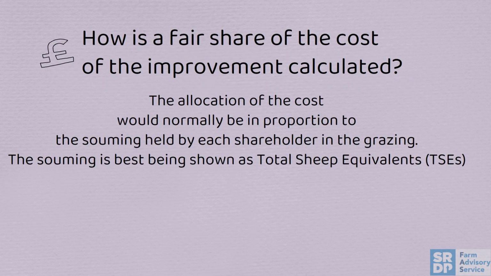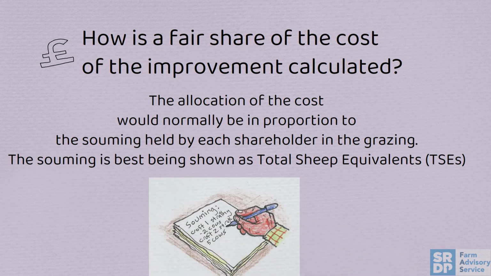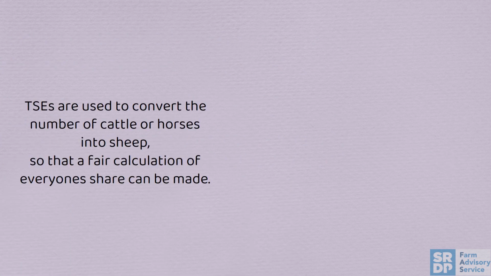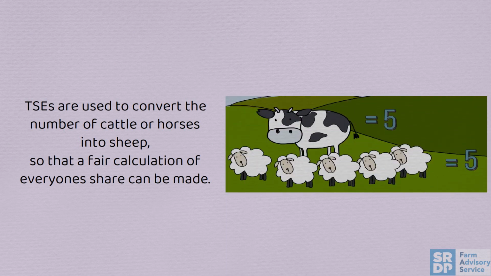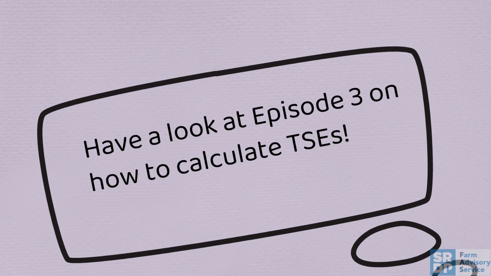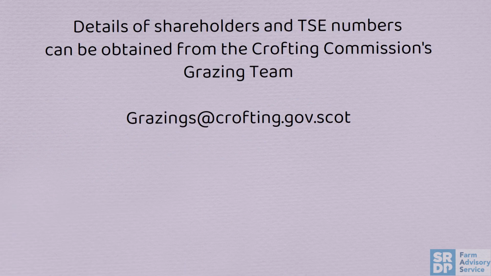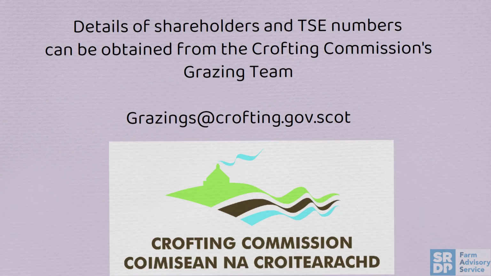The allocation of the cost would normally be in proportion to the souming held by each shareholder in the grazing. The souming is best being shown as total sheep equivalents, or TSEs. TSEs are used to convert the number of cattle or horses into sheep, so that a fair calculation of everyone's share can be made. We have a separate video on how to calculate TSEs. Details of shareholders and TSE numbers can be obtained from the Crofting Commission's grazing team.